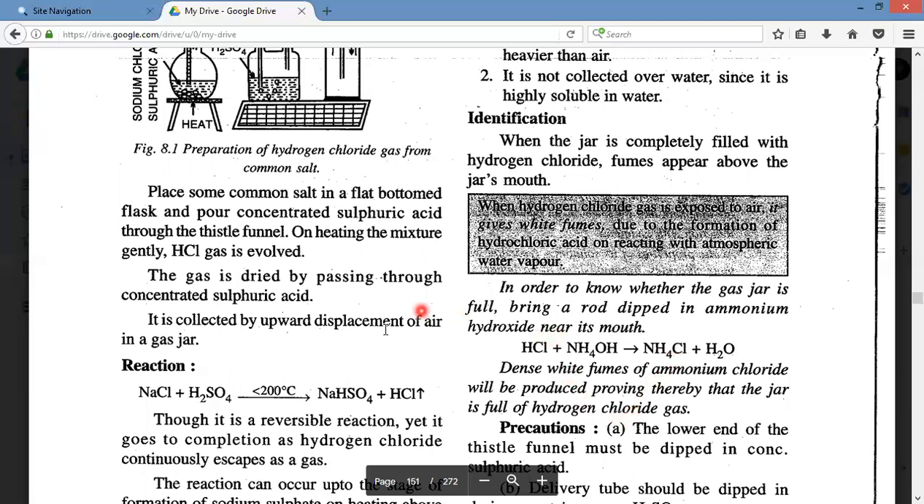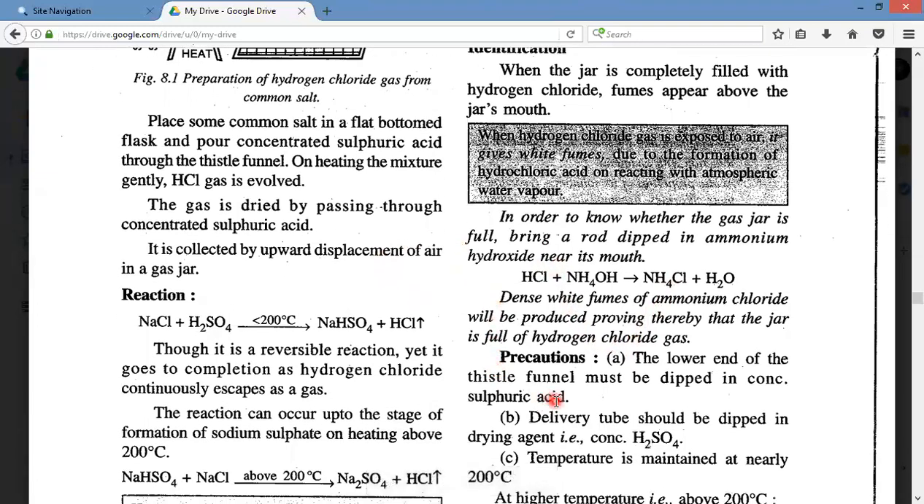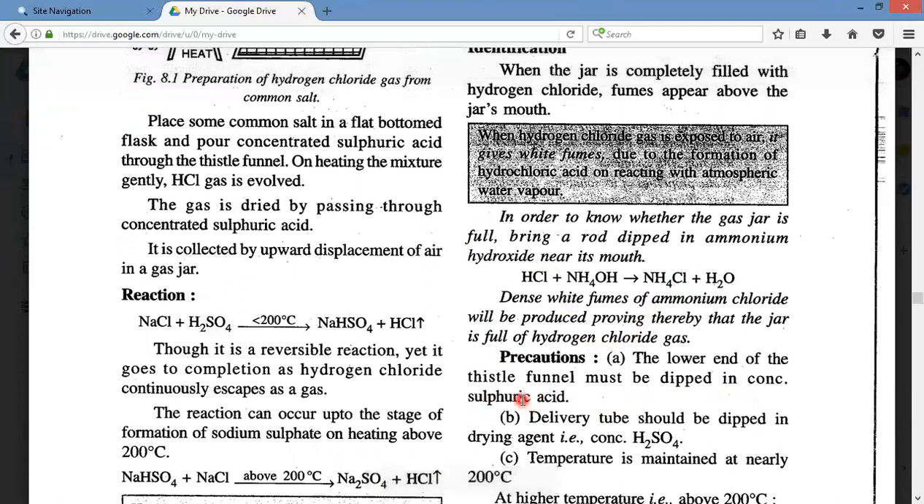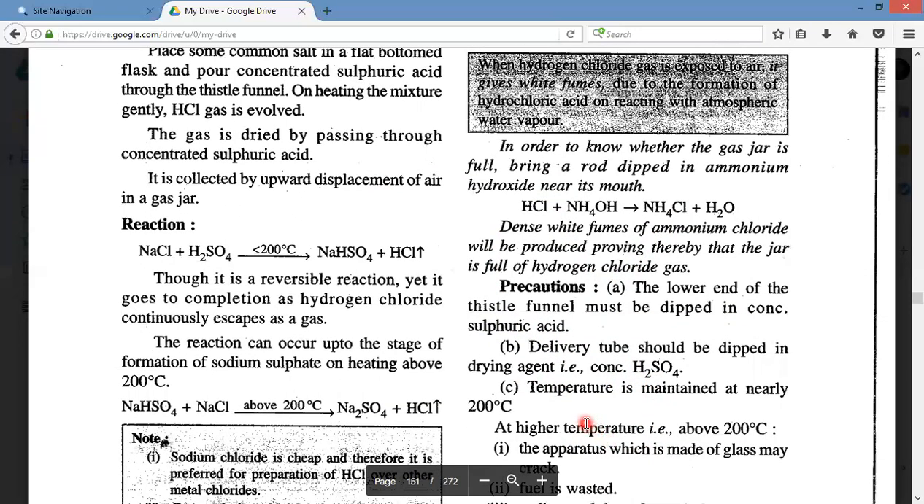But for the whole process, some precautions are also there. The lower end of the thistle funnel must be dipped in the concentrated sulfuric acid, so that no gap should be there. The delivery tube should be dipped in the drying agent, that is, the concentrated sulfuric acid. The temperature we have to maintain is nearly 200 degrees Celsius. We can't exceed the temperature above 200 degrees Celsius.